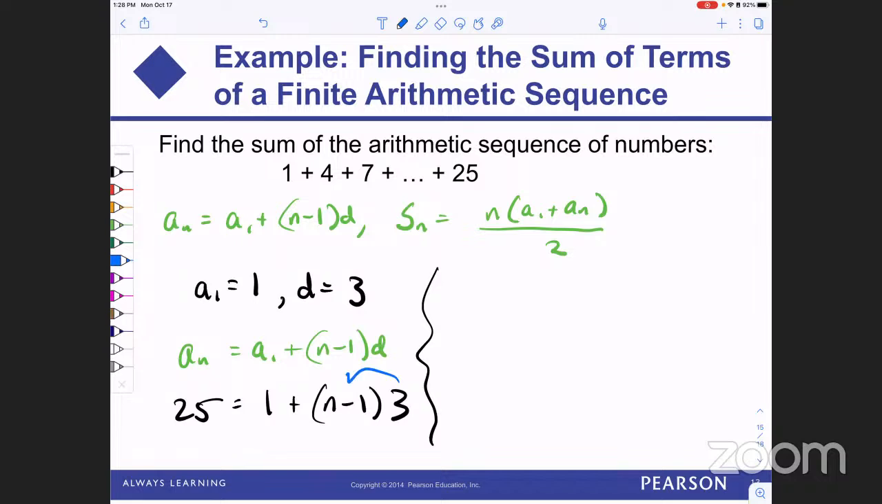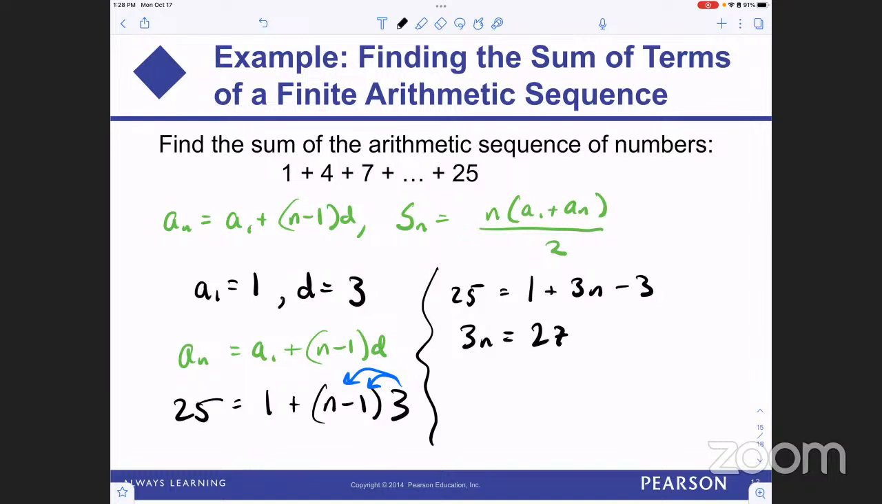So if we distribute the 3, we get 25 equals 1 plus 3n minus 3. So that's going to be a negative 2. Then if you add 2, you get 27. So we get 3n equals 27. Divide both sides by 3, n equals 9. So what we're saying is that 25 is the 9th term in this sequence, right? So we solved for n.